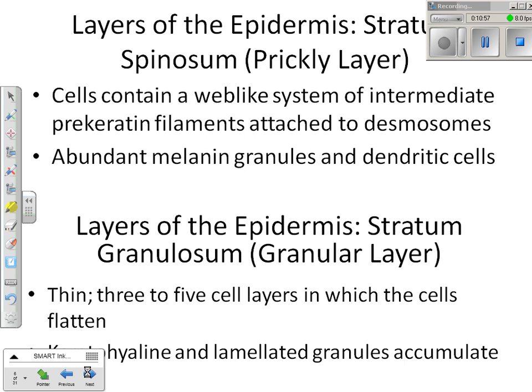It just appears to be somewhat grainy. It's a thin layer, only 3 to 5 cell layers, and the cells are relatively flat, and it has keratohyalin and lamellated granules, and that's what gives it that grainy appearance.